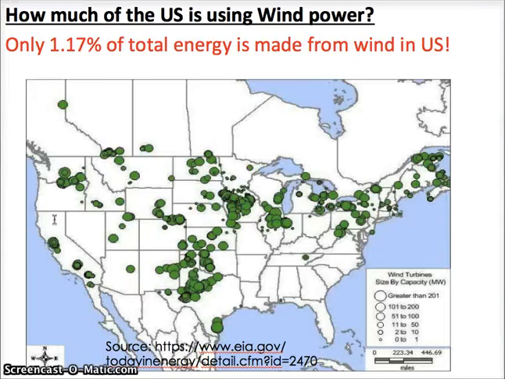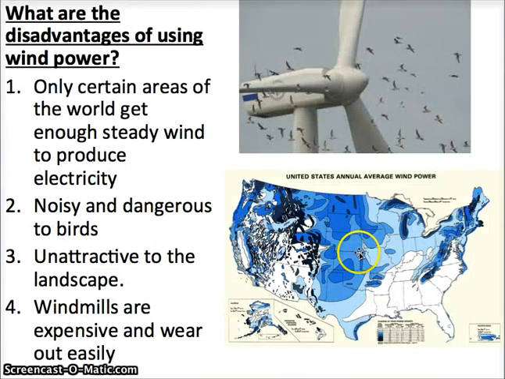If you remember the map that I showed you here, I told you most of the windmills are in the center, and that's because most of the wind occurs there, and not so much in the south or some places near the desert down here. Second, it's noisy and it could also be dangerous to birds. Some people find it very unattractive, so they don't want to install a big windmill in their backyard. And finally, windmills are expensive and they can also wear out very easily. So that's one last disadvantage.